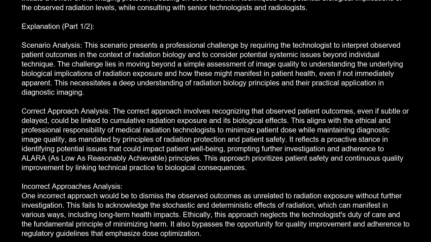Incorrect approaches analysis. One incorrect approach would be to dismiss the observed outcomes as unrelated to radiation exposure without further investigation. This fails to acknowledge the stochastic and deterministic effects of radiation, which can manifest in various ways, including long-term health impacts. Ethically, this approach neglects the technologist's duty of care and the fundamental principle of minimizing harm. It also bypasses the opportunity for quality improvement and adherence to regulatory guidelines that emphasize dose optimization.